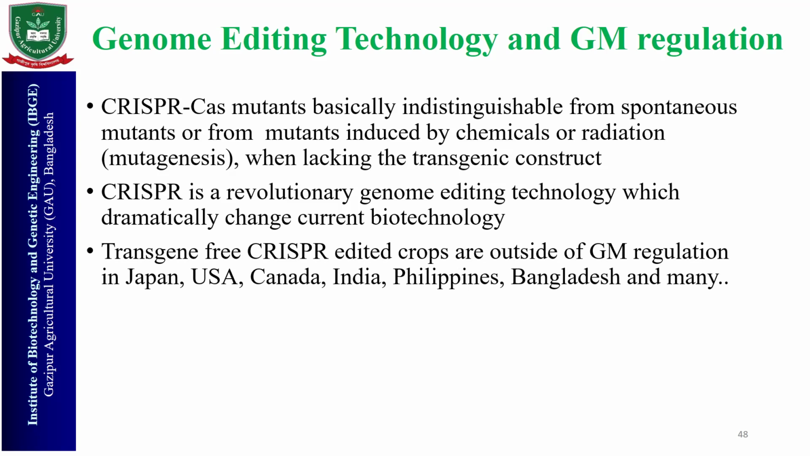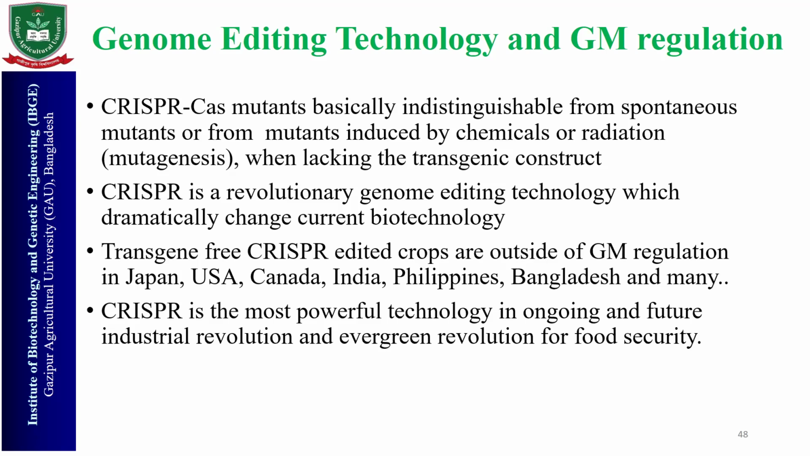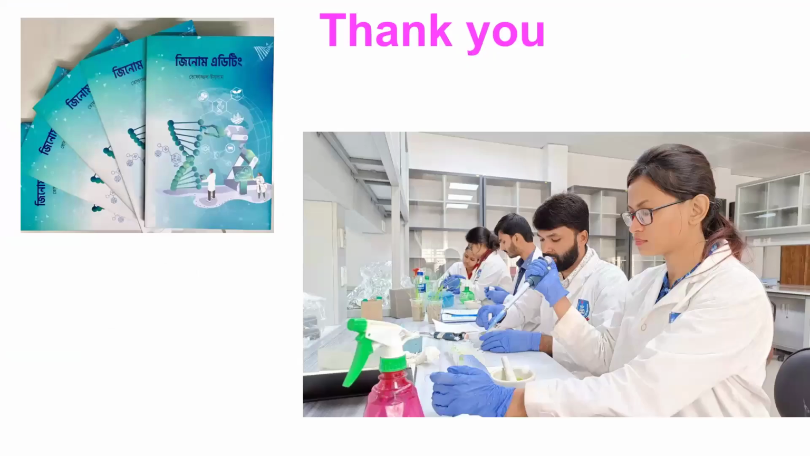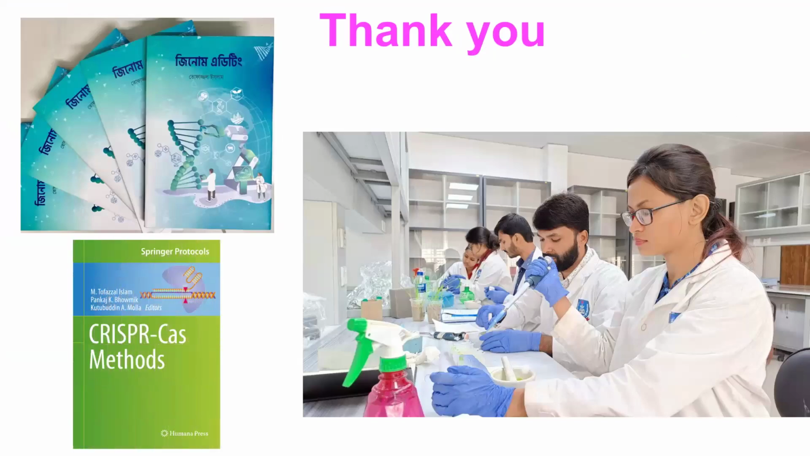But in transgenic technology or recombinant DNA technology, there are lots of bureaucratic procedures for safety assessment. CRISPR is the most powerful technology in the ongoing and future industrial revolution and the evergreen revolution for food security. I foresee CRISPR will routinely be used in the biological laboratory like PCR is now being used. So this is all about my talk.